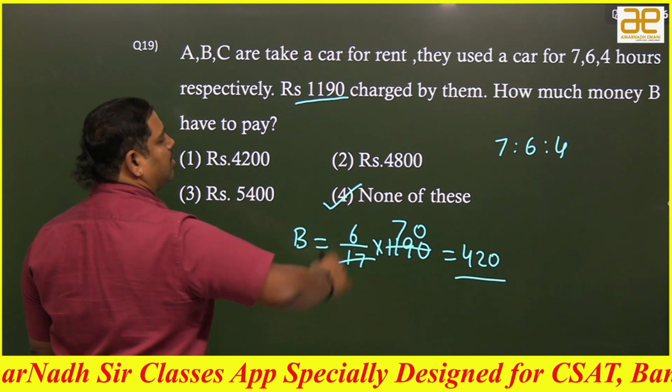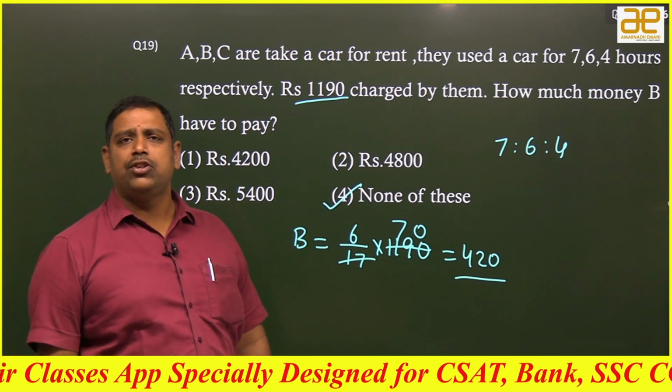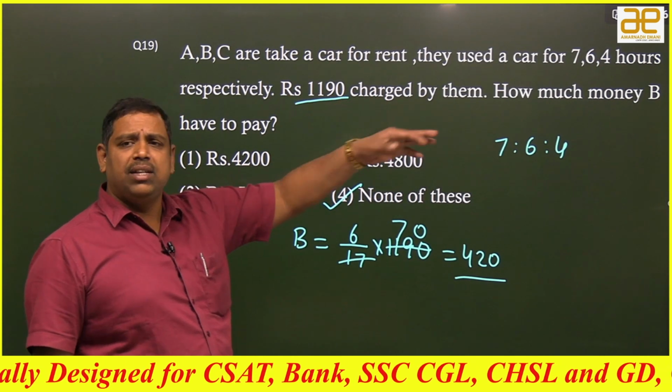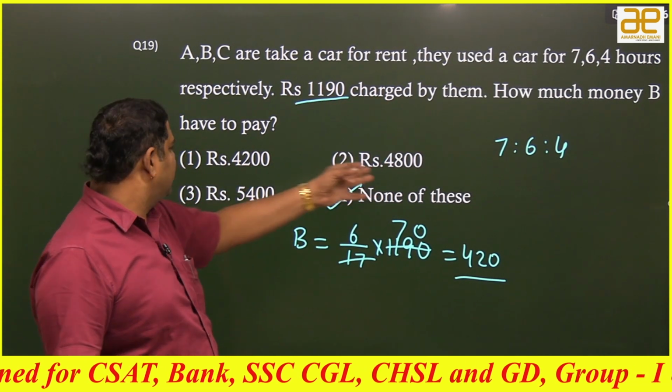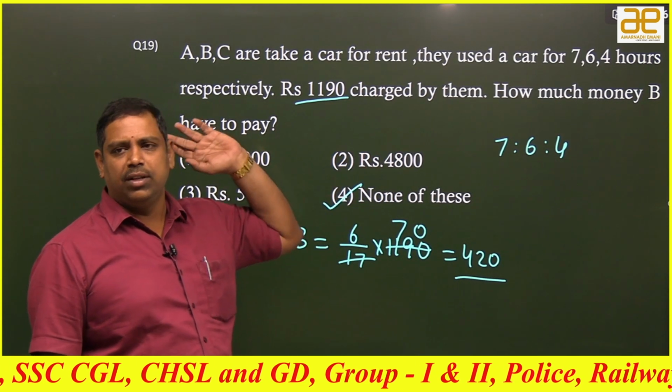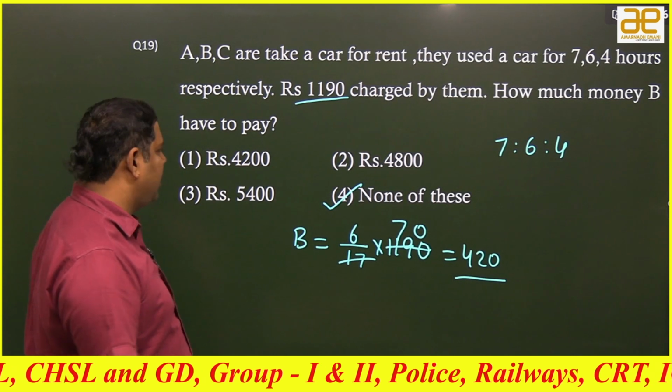None of this is the answer. Actually, for this particular question, no need to solve the question. Why? Because the total rent is 1190. B's rent means definitely less than that. But he has given all the numbers more than that. That means it is impossible. Directly the answer is none of this. Without solving the problem also we can answer.